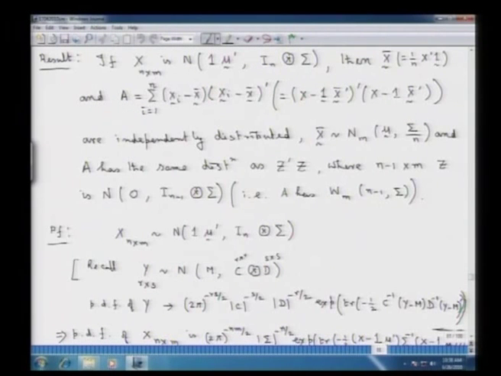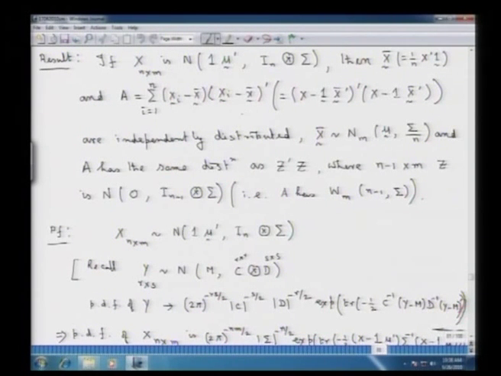So, under such a setup, we had stated this result and started proving that in the last lecture, that we have x bar, the sample mean random vector, given by 1 upon n x prime 1, and the matrix A, which is a constant multiplier of the sample variance covariance matrix in either of the forms with a divisor n or a divisor n minus 1.